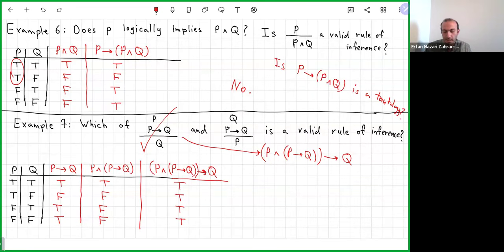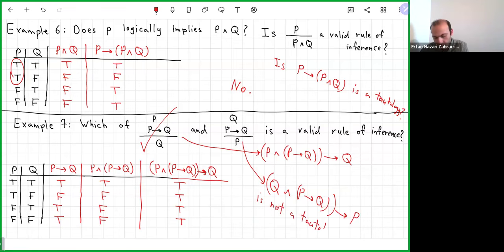And that means, for this one, Q and P implies Q, the whole thing implies P, is not a tautology. Try to do its truth table and see that it's not always T, and hence it's not a tautology, hence this is not a valid rule of inference.